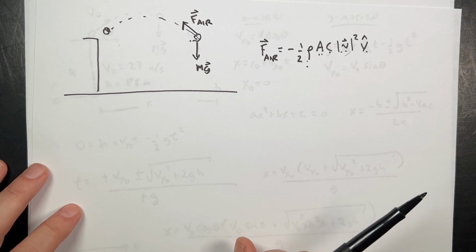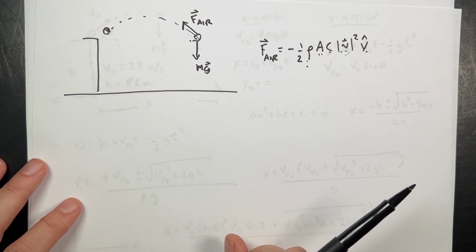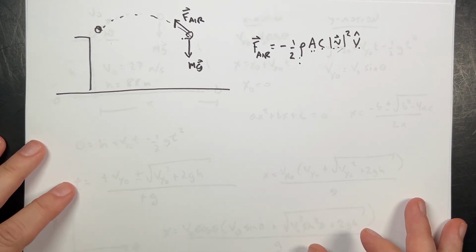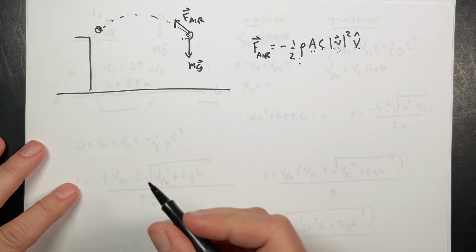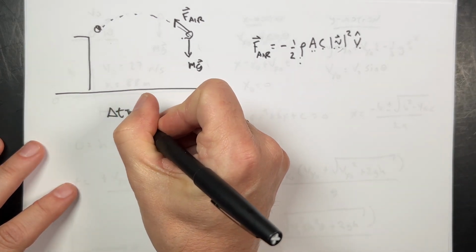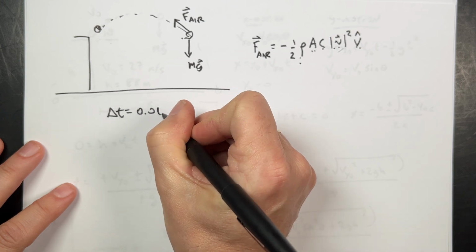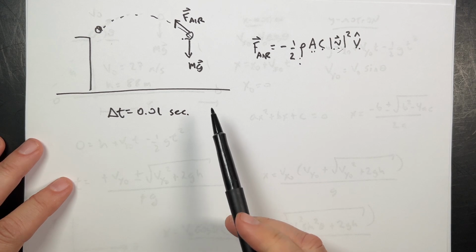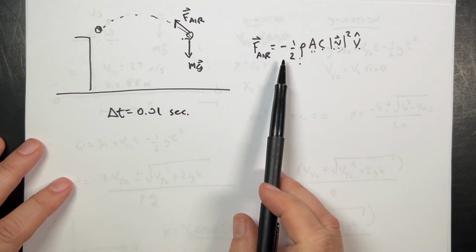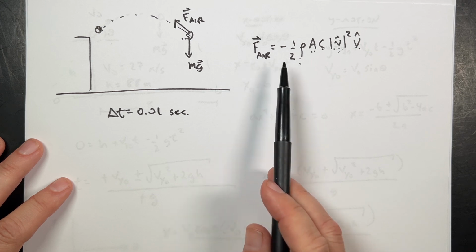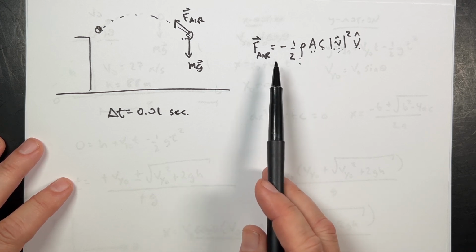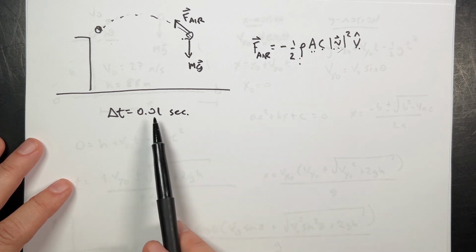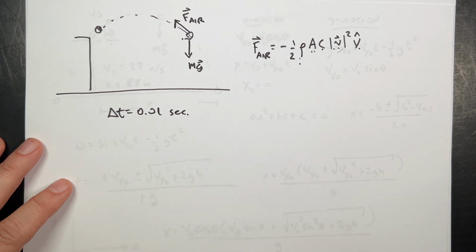What do you do when you can't solve an unsolvable problem? You cheat, right? Of course you cheat. So what we're going to do is to use a numerical calculation. So let's pick a time step of 0.01 seconds. During that time interval, I'm going to assume that the velocity doesn't change very much. And if the velocity doesn't change very much, then I can assume that the air resistance force is constant over this 0.01 second time interval.